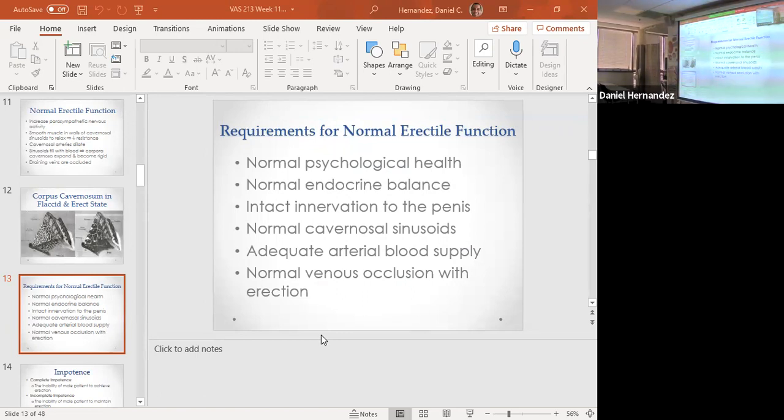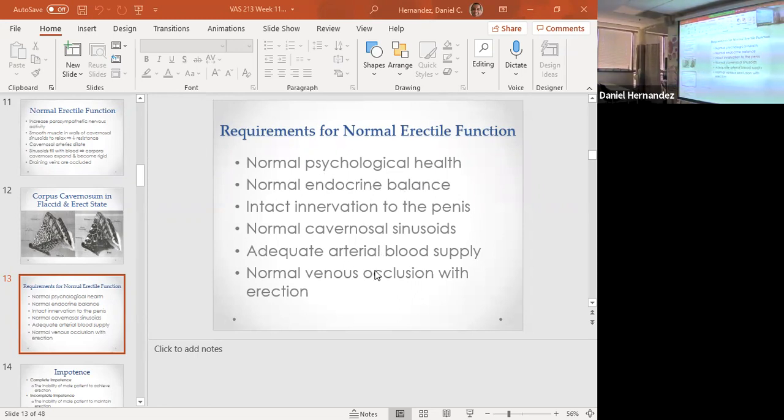So, requirements for normal erectile function. The patient has to have normal physiologic health, so they have to be in good health. Normal endocrine balance. Issues like testosterone levels can affect erectile function. Intact innervation to the penis. The nerve innervation that goes to the penis has to be intact, so any disruption in the parasympathetic nervous system will affect erectile function. Normal cavernosal sinusoids.